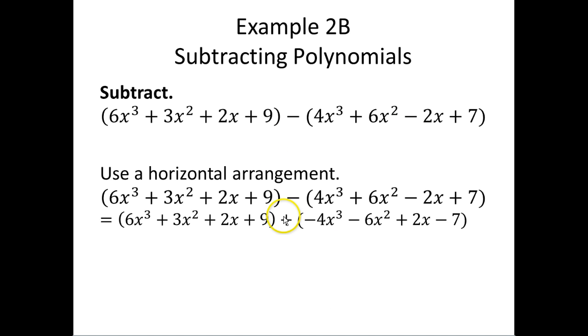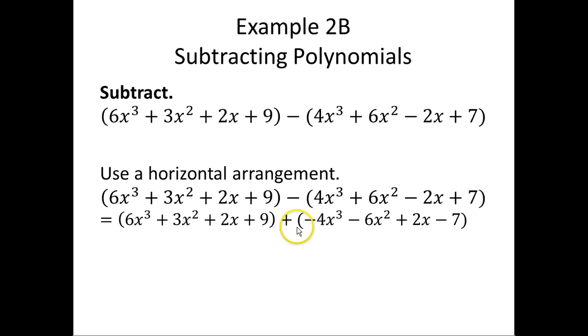The next thing I do is rewrite it so that it's an addition problem. So I take my first polynomial, and this time, since I'm subtracting, I'm actually adding the opposite. So I'm adding the opposite of this entire polynomial. In order to find the opposite of the polynomial, I take the opposite of each individual term.